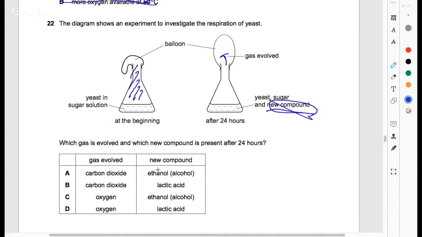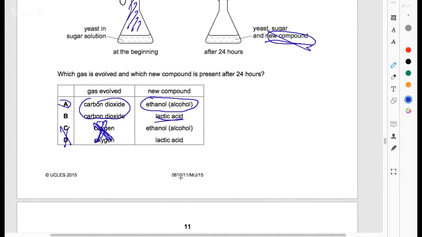And that's the whole process of making beer and wine: you use yeast to make ethanol. And as a byproduct, you make carbon dioxide. So the gas evolved is carbon dioxide, not oxygen. Oxygen is made by plants in photosynthesis and consumed by yeast in aerobic respiration. So it could be A or B, we can rule out C and D. And then ethanol is the thing that's evolved in yeast anaerobic respiration. Lactic acid, or lactate, is the compound formed when animal cells do anaerobic respiration.